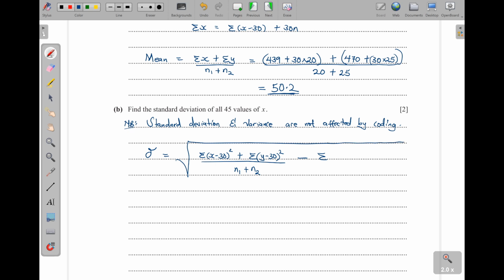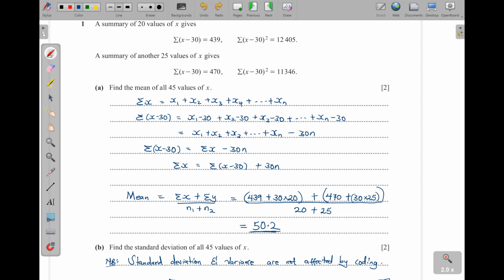So if you are using coding here, even the mean you are using here must be coded. Don't use this one here that you have gotten for the real values, which is for the uncoded data. So here I will also use the coded data. So plus the summation of y minus 30, then out of n1 plus n2, and then I will square these ones here. Now I can substitute this one here. I think it is given up here for both of them.